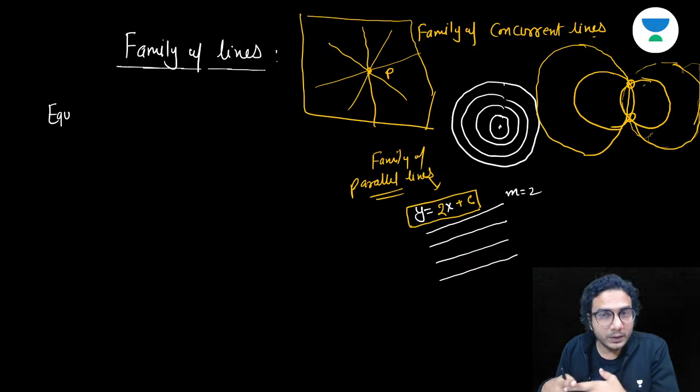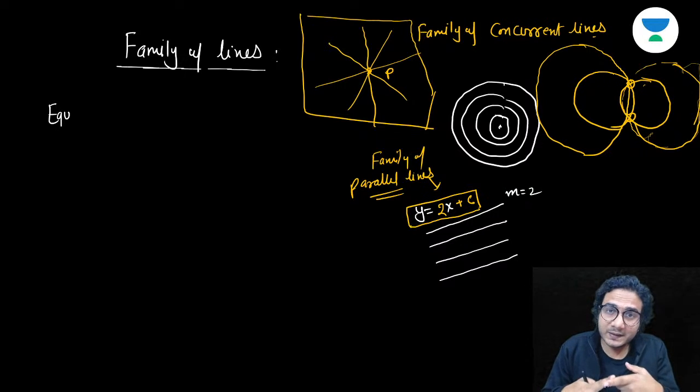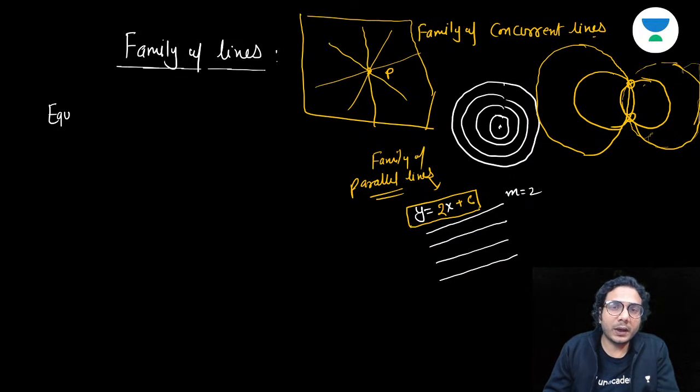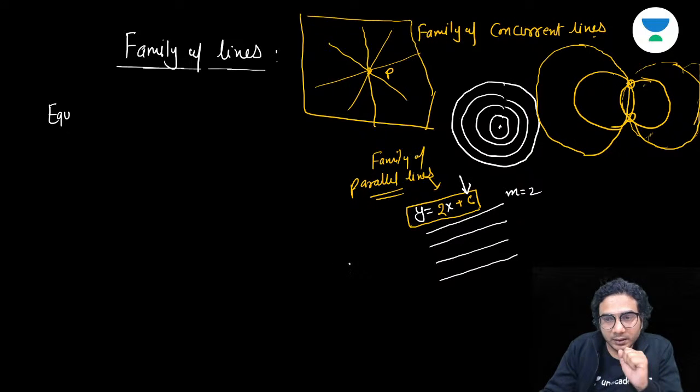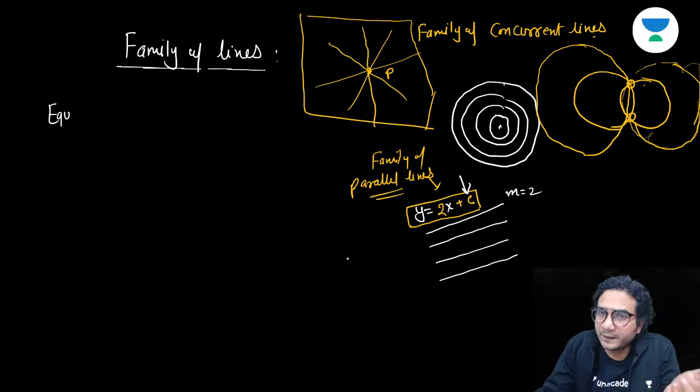First, we are going to form a family of lines passing through a given point. So basically, we need to write a general equation, and that equation will hold for all values of the parameter. In this equation, you can see C is a parameter. If C varies, then this equation will vary and it will represent different lines.